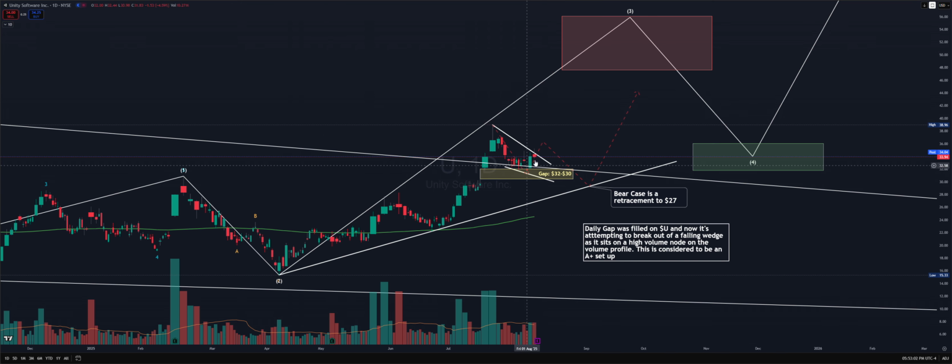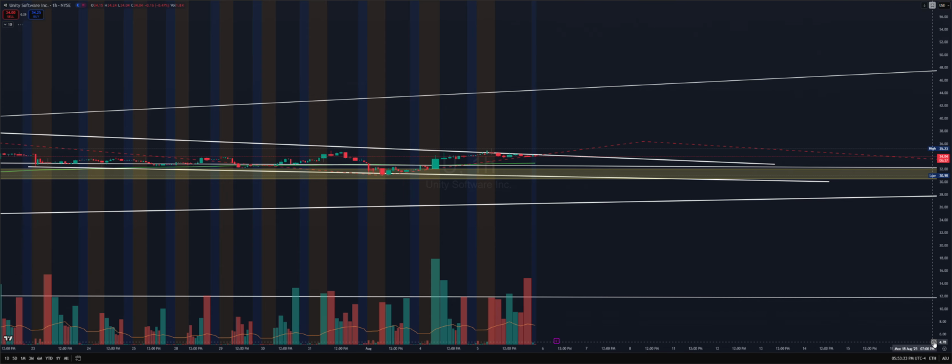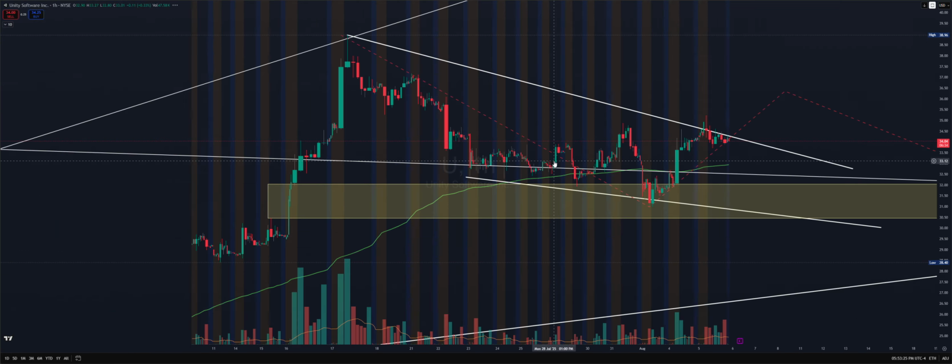I think you can test this trend line here again, which I see as a bear case scenario at $27. Currently, we're sitting at that $34 mark right over here. There are two ways this could play out. You could start bouncing and you could start breaking out, which you have a falling wedge right over here.